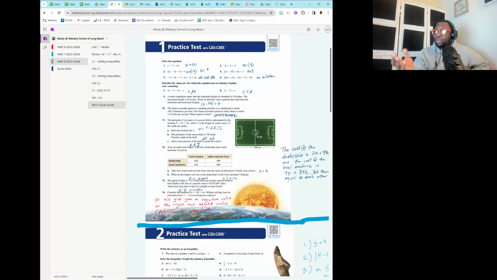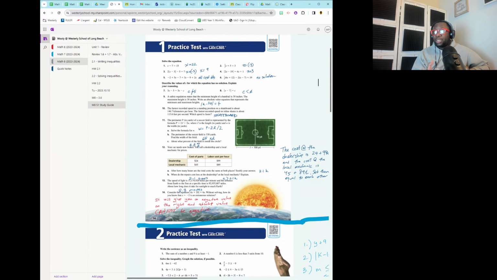For question number 12, we're asked, your car needs new brakes, and you call a dealership and a local mechanic, and we're told, after how many hours are the total costs the same? And we want to be able to justify our answer. Well, the cost at the dealership would be 24 plus 99t, and the cost at the local mechanic would be 45 plus 89t. If we set them equal to each other, we'd find that after how many hours they are the same? It would be 2.1 hours.